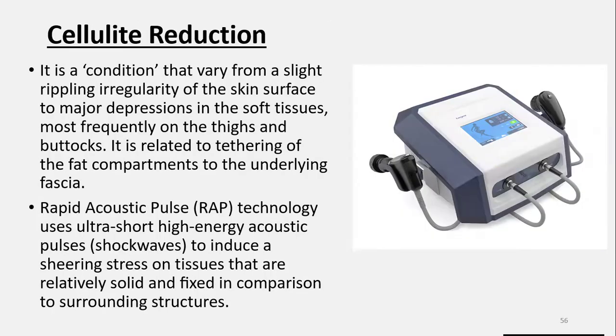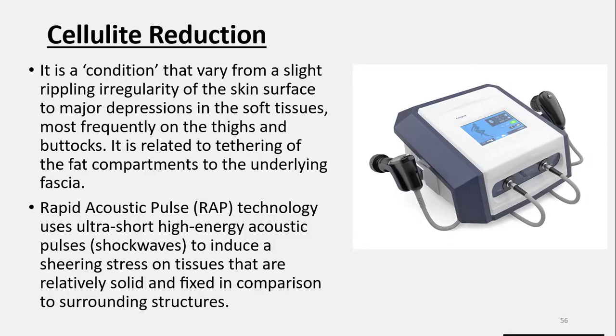Cellulite reduction. Cellulite is a very big problem in Western countries, and it ranges from slight rippling irregularity of the skin surface to major depressions in soft tissue, most frequently in the thighs and buttocks. It is related to tethering of the fat compartments to the underlying fascia.